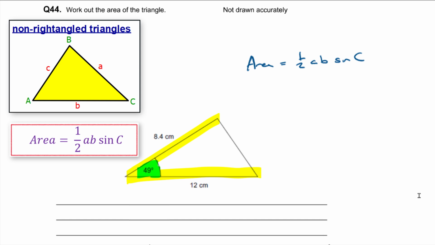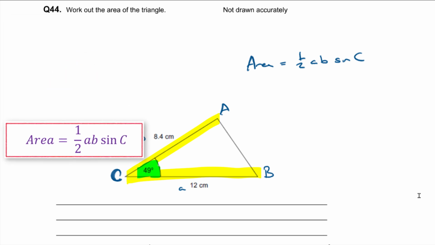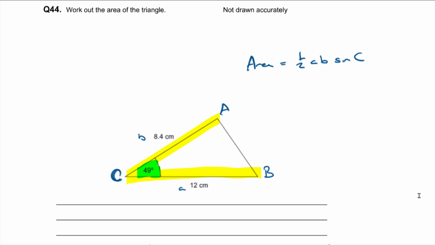If you think about it, if this was angle C, then these two would be a and b, so this would be a and this would be b. So I would have a, b, and sine C. So it has to be the two sides and the angle between them that you want. So here I'm going to get area equals a half times a, which is 12, times b, which is 8.4, times the sine of C, which is 49.